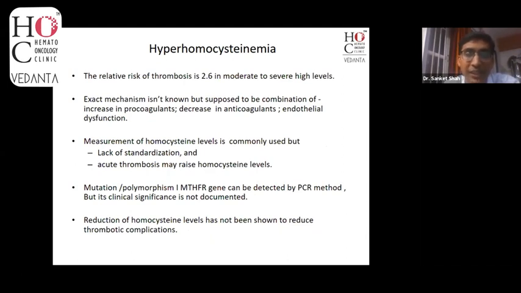Measurement of the homocysteine level is commonly used, but there is a lack of standardization between different labs. And most important, acute thrombosis actually causes an increase in the homocysteine level, so testing at that time will not be adequate or appropriate. Again, the mutation can be tested by PCR method, but its clinical significance has not been documented. And most importantly, using homocheck, which we commonly use for reduction of homocysteine level in all patients, has not been shown to reduce thrombotic complications, right?